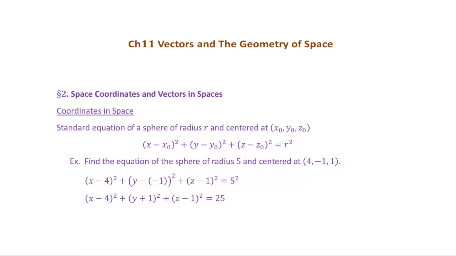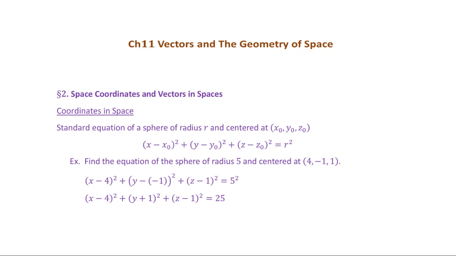Now let's talk about a sphere in space. So in three-dimensional space, we are talking about a sphere, and everybody knows what a sphere is. Basketball. Okay, that's a sphere. So it has a center and a radius. So the center will be at (x0, y0, z0). Those are the coordinates of the center of the sphere, and then it has a radius.